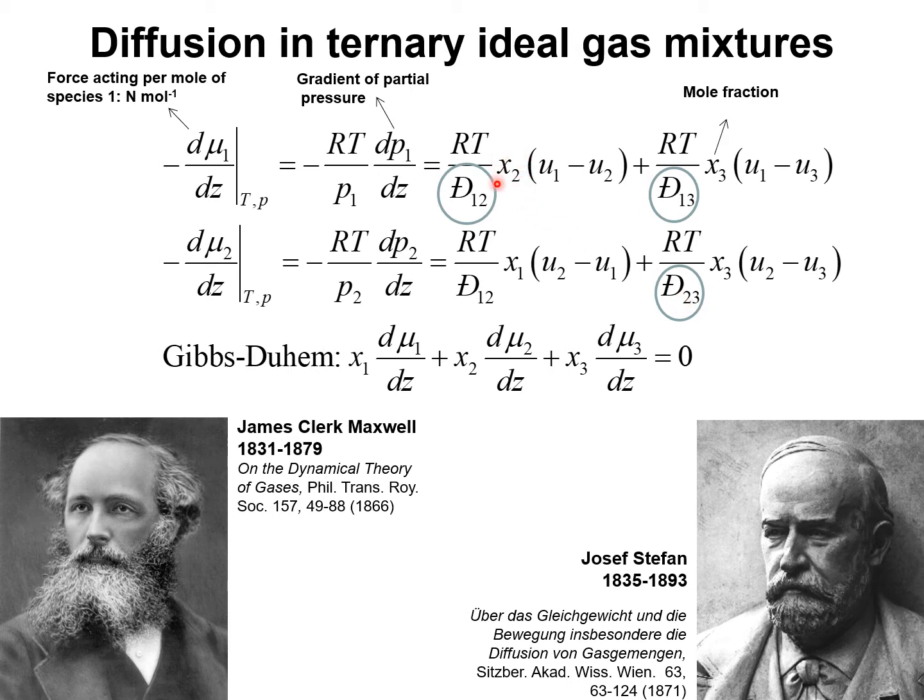We need the multipliers x2 and x3, which represent the mole fractions of components 2 and 3, because the friction between component 1 and 2 should depend on the relative amounts of components 1 and 2 in the mixture, and that is taken care of by these multipliers involving the mole fractions. We need consider only two of these equations because of the Gibbs-Duhem constraint on the chemical potential gradients.